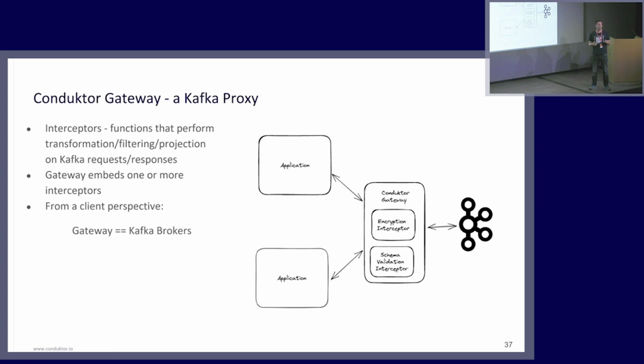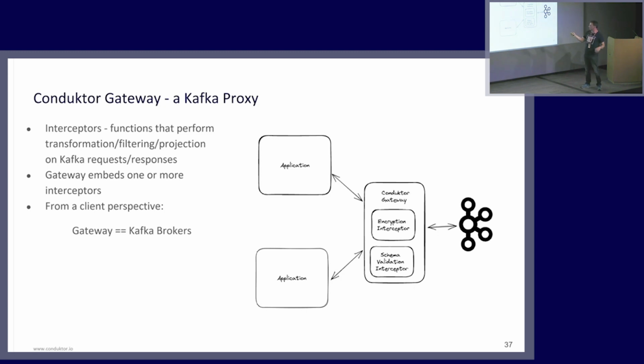Interceptors intercept Kafka requests and responses, and they perform any amount of transformation, filtering, projection in order to achieve whatever goal you have. For safeguarding, these are usually filters. These are usually ways to reject poison messages, but they don't have to be. Gateway can embed one or more of these interceptors and order them to create a bit like a data pipeline, but within your gateway and between your application and your Kafka cluster.